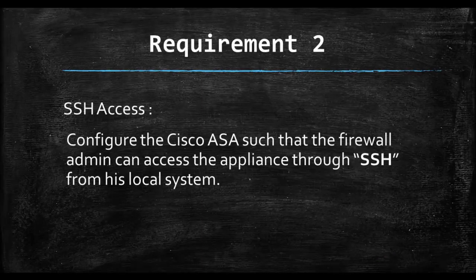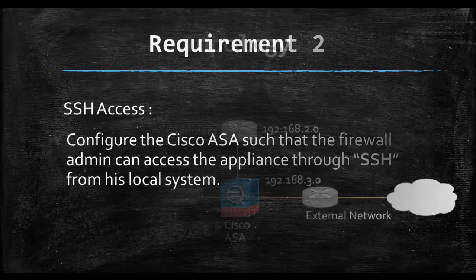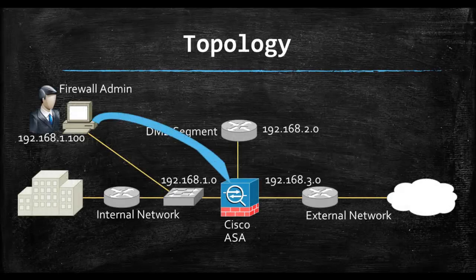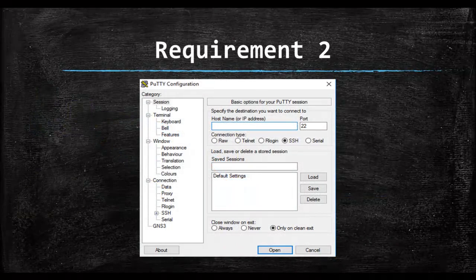It was that we should make ASA such that the admin should also access the ASA on port 22 via SSH or via Putty. So let's try this also. Which means this guy sitting over here should access the ASA via Putty. So let's go on ASA and config this also.